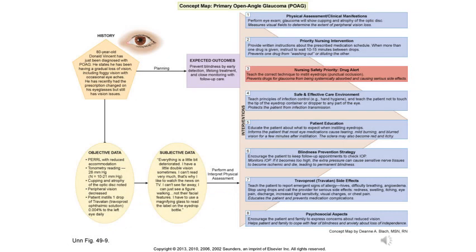And this is just to remind you that there is a concept map in Iggy on the primary open angle glaucoma. Her concept maps really are good. It has a little history, it has the objective and subjective data, it has the expected outcomes, as well as several of the priority nursing interventions and safety. So always make sure you're looking at care plans and concept maps and all of those nursing alert boxes when you're doing your reading and studying.